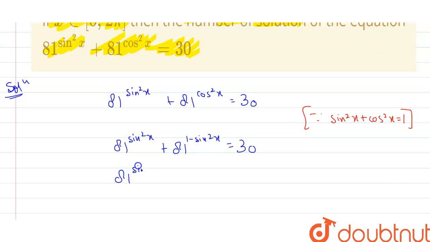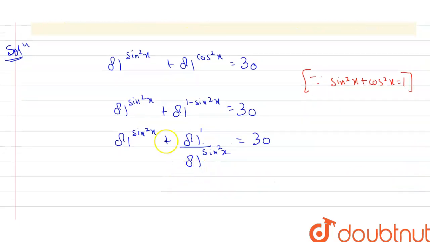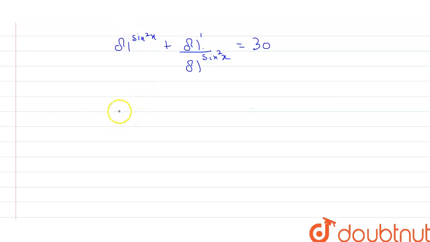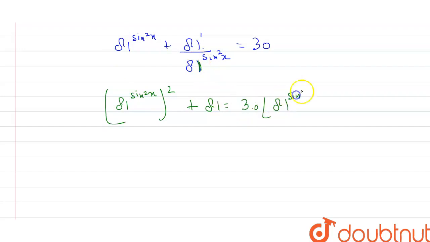Now I can write 81^(1 − sin²x) as 81 to the power 1 divided by 81 to the power sin²x. Taking the LCM of 81^(sin²x), we get (81^(sin²x))² plus 81, and if I put this part on the RHS, this becomes 30 times 81^(sin²x).